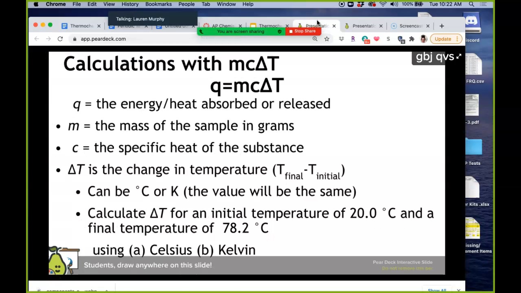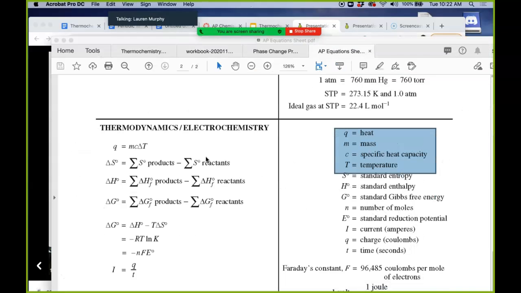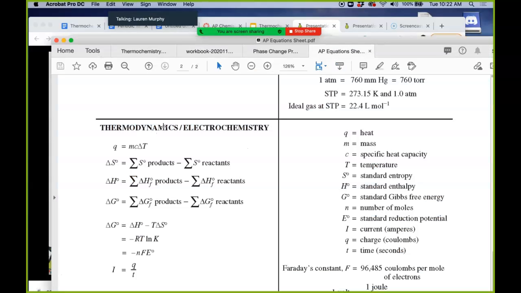So let's calculate some numbers with a heat equation. If you check out your equation sheet and go to the bottom, thermodynamics and electrochemistry. So we're technically doing thermochemistry, but it's part of this chapter. We have an equation that has heat in it, and it's Q equals mc delta T, and that triangle means difference. We'll talk about it in a second. And all of what those letters mean are over here. Q equals heat, m equals mass, c equals specific heat, and T equals temperature.